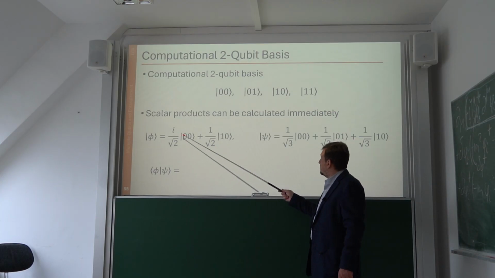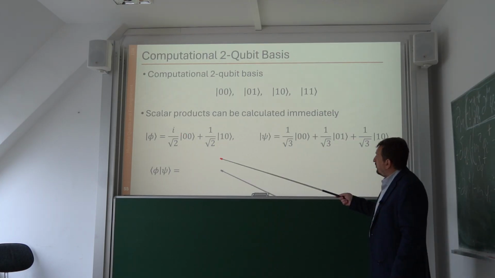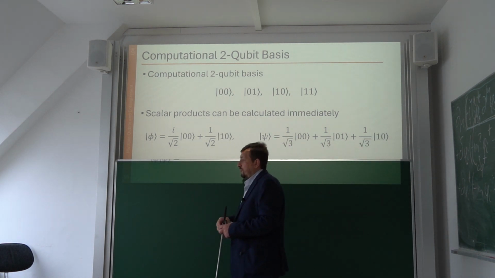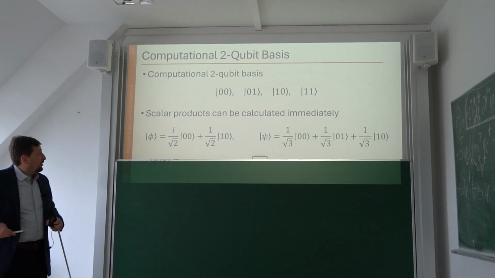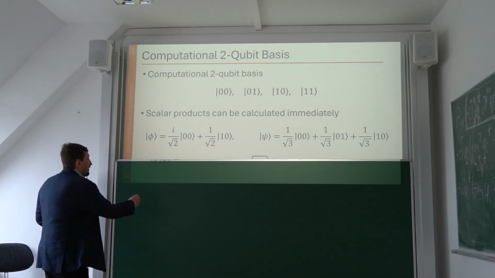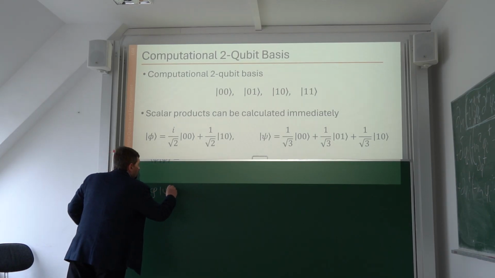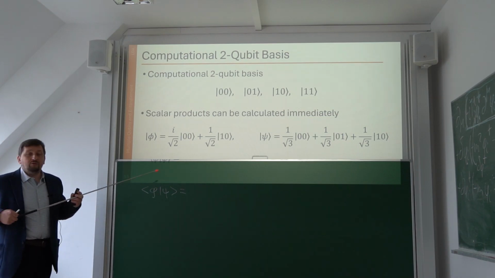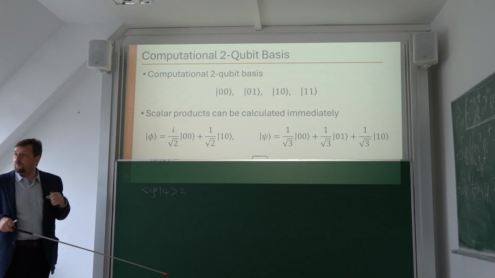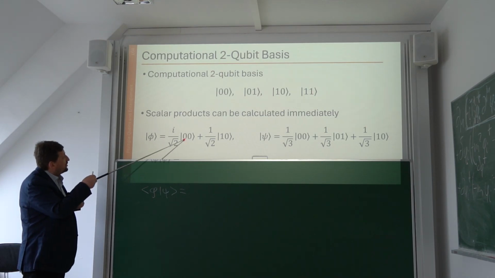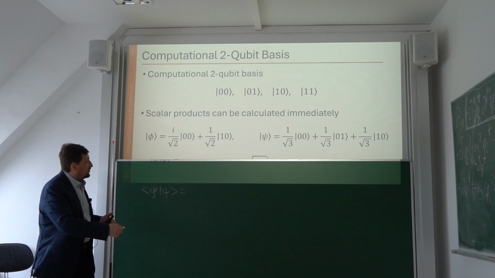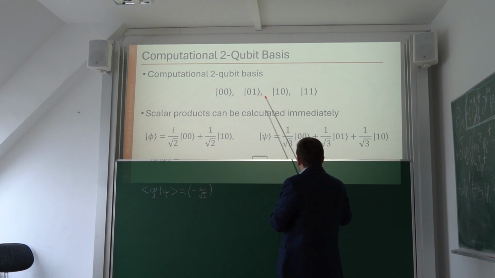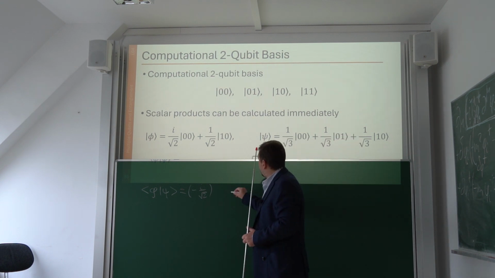Here I have one state and I have another state. I want to calculate the scalar product between them. So how do I do that? Here are the coefficients, so I calculate the scalar product phi psi. Phi here stays as a bra vector, so I have to complex conjugate all its coefficients. The coefficient near 0 0 is i over square root of 2. Complex conjugated it is minus i over square root of 2. The corresponding coefficient here is 1 over square root of 3.